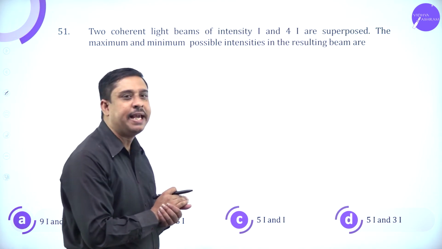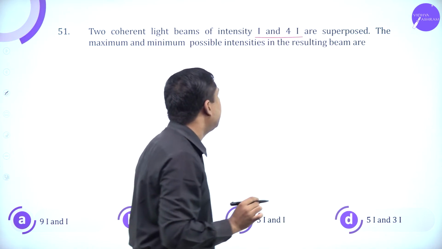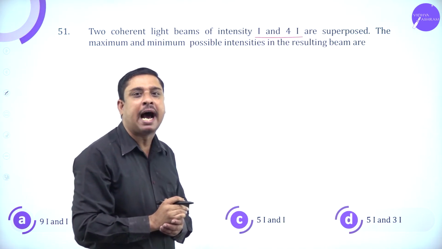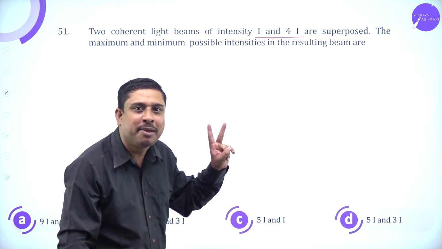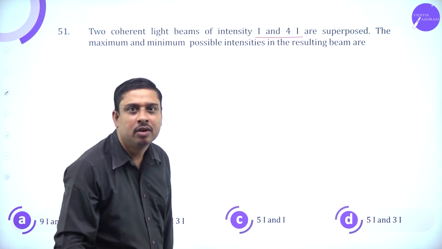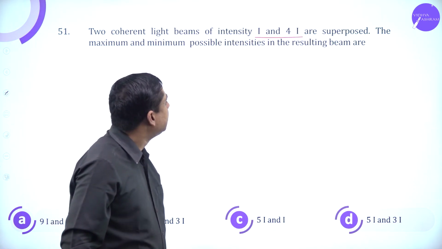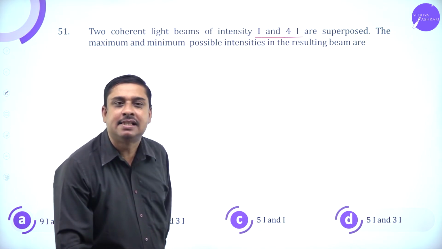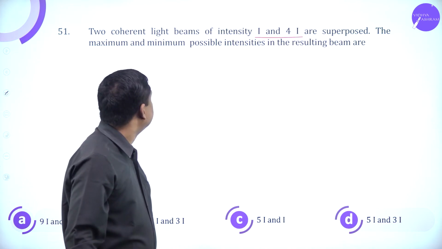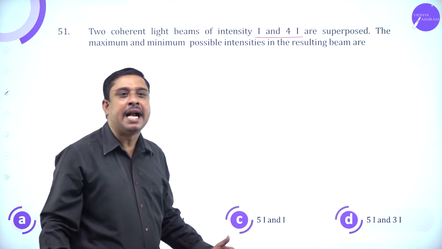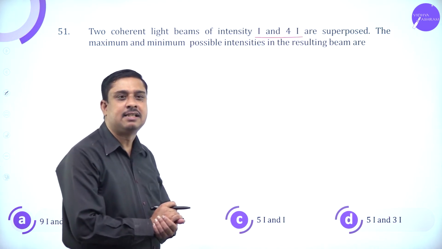Two coherent beams of intensity I and 4I are superposed. One of them has intensity I, the other has intensity 4I, and they are superposed. The maximum and minimum possible intensities in the resulting beam.